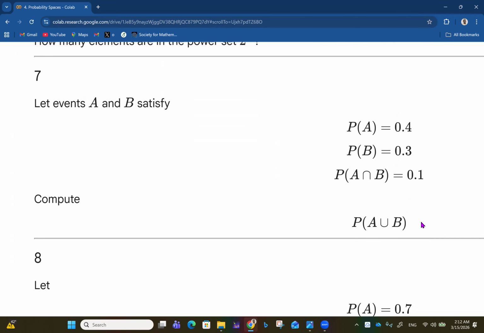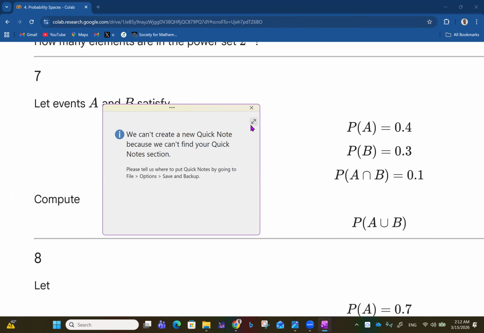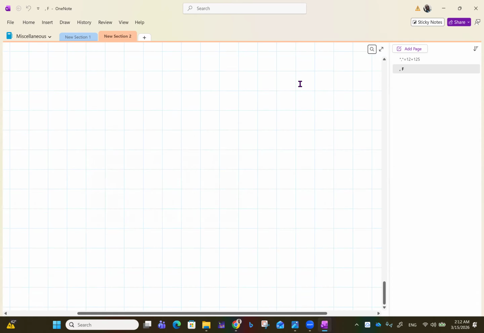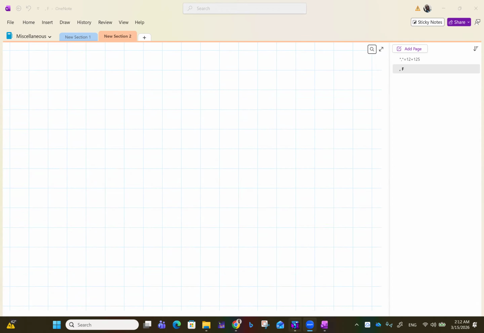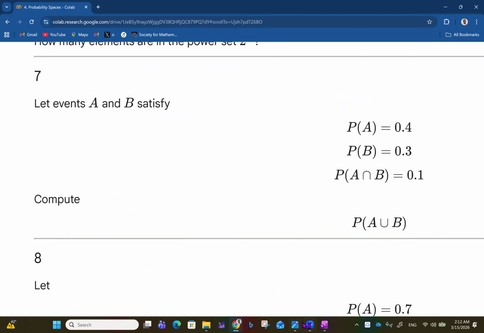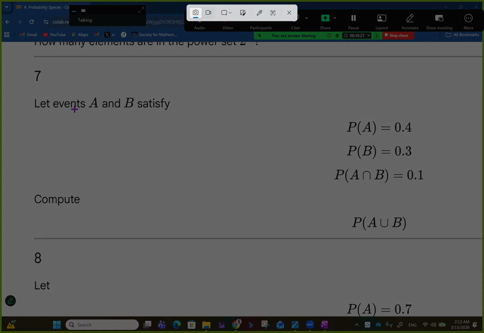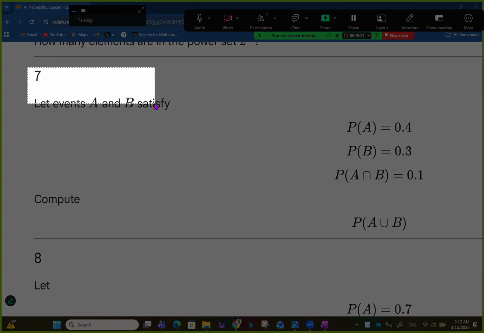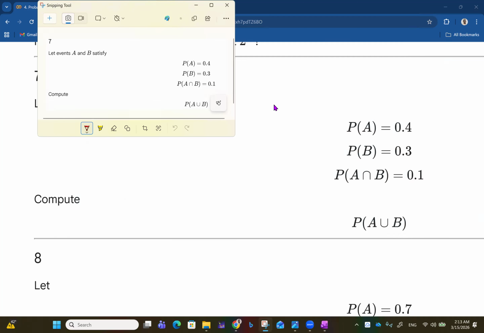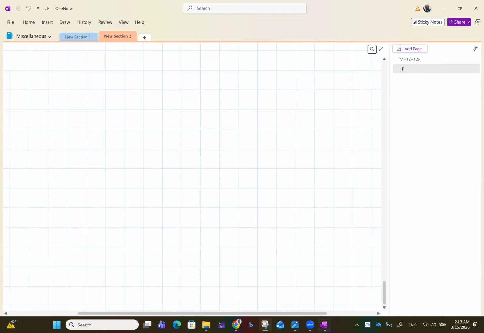So I believe probability A union B. Okay, I guess let me write at this point. I've been trying to avoid writing, but I think it's time to write now. Probability of A is 0.4. Okay, I guess I need to snip it and bring it over here. So where's the snipping tool? Right here. So this is what we have, and I take it to the worksheet.